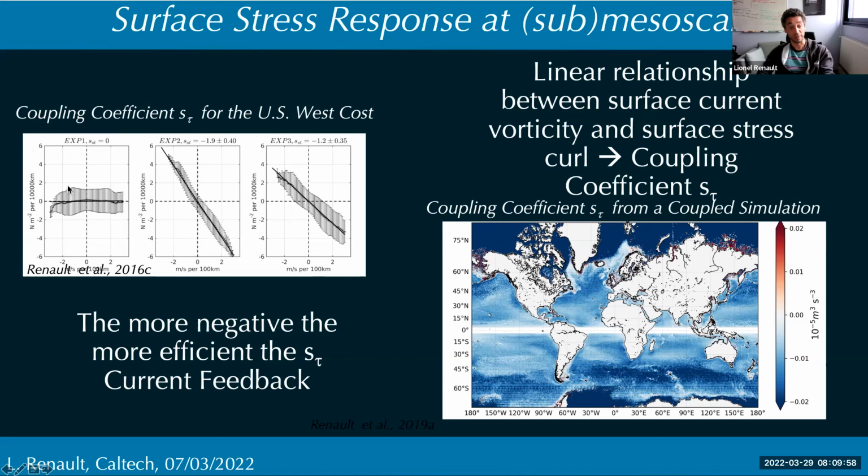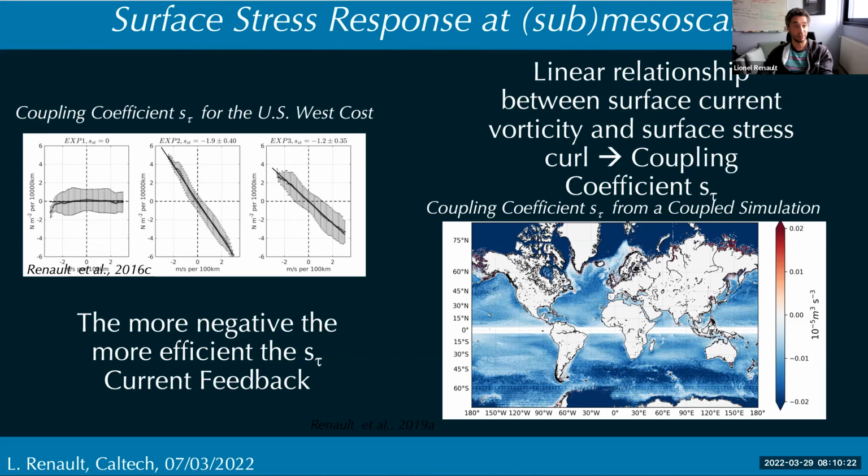Here we have three experiments, like in the cartoon. In the first experiment, we don't use the current feedback to the atmosphere. We only use the absolute wind to estimate the stress. In that case, we don't have any relationship between surface current vorticity and surface stress curl. We have a slope of 0. It makes sense.